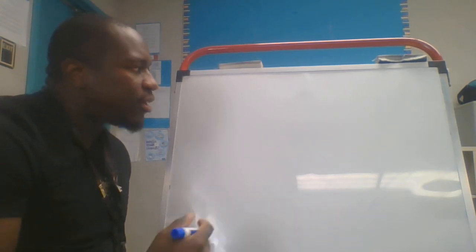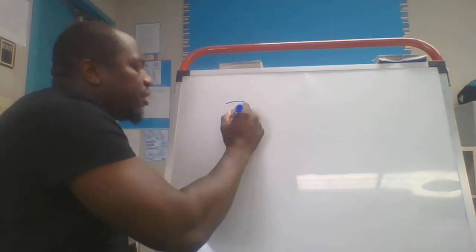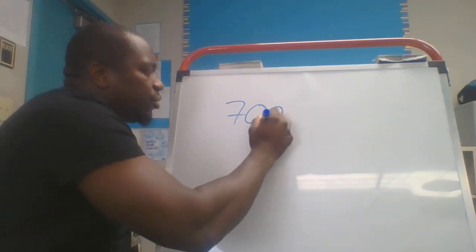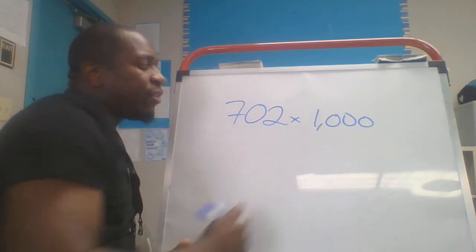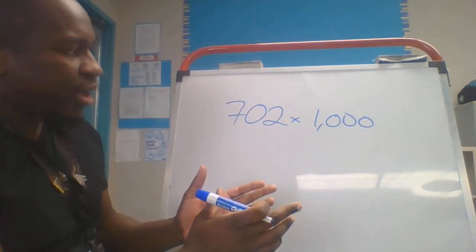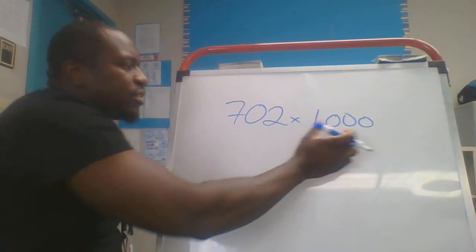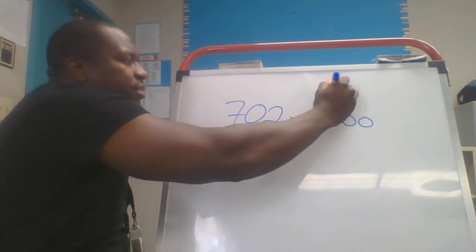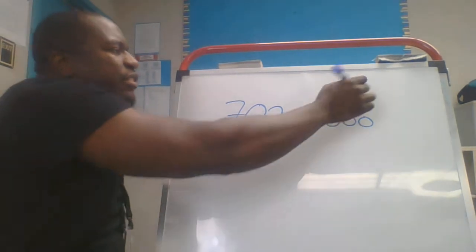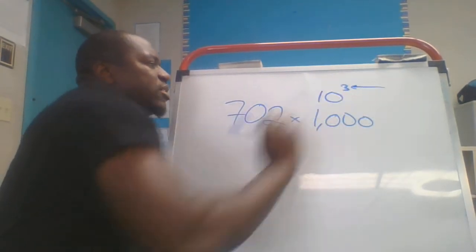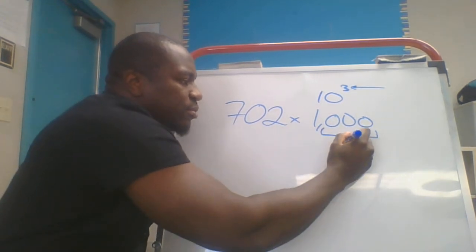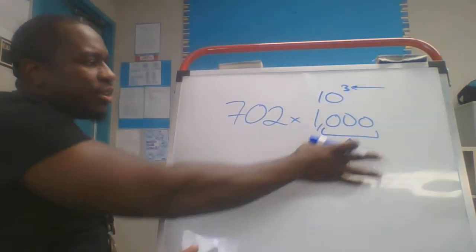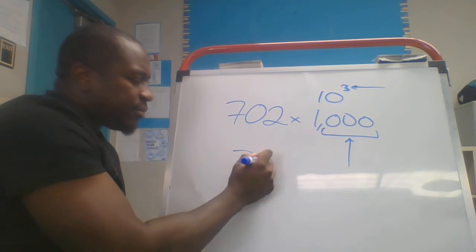So how about a problem that looks like this? 702 times 1,000. Now, again, we haven't gone over how to multiply this yet, but we don't really have to, because this 1,000 is the same thing as 10 to the third power. And the same way we used our exponent to kind of be a signpost to tell us how many zeros to add, we can just use the zeros themselves. There's 3 zeros here. We're just going to take those and add them on this side.